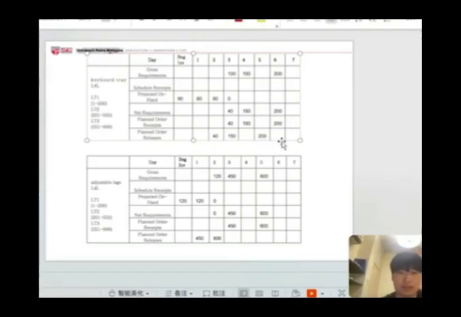So based on the lead time, 40 units should be placed on day 2, and 115 on day 3, and 200 units should be placed on day 5. And finally, each keyboard tree requires 3 adjustable legs. So the demand on day 2 is 40 multiply 3, equal to 120.